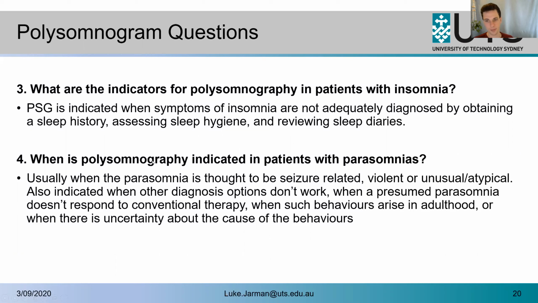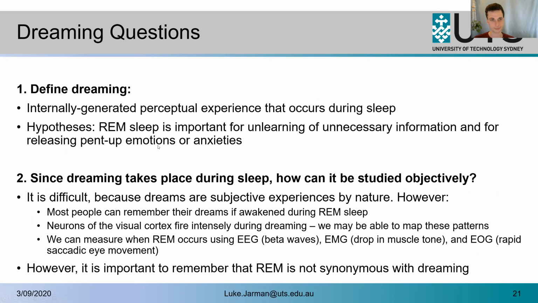And when is it indicated in patients with parasomnia? So parasomnia is usually when it is thought to be seizure-related, violent, or atypical otherwise. And it's also indicated when other diagnosis options won't work. So it's kind of like a last resort in that aspect if you've got a really complicated case.